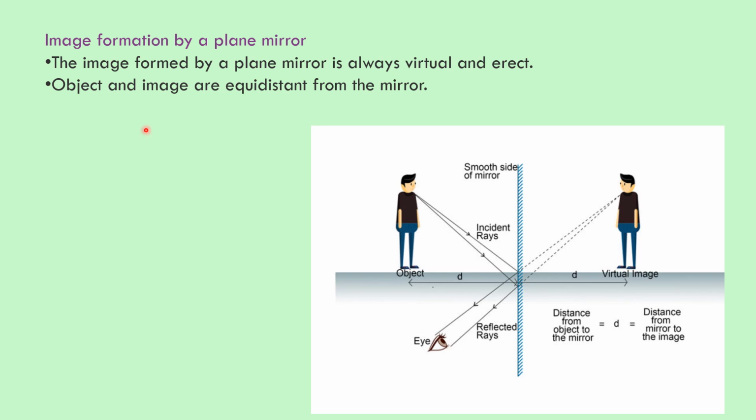Image formed by a plane mirror. The image formed by a plane mirror is always virtual and erect. Whatever image you get from a plane mirror is always virtual and also erect. The object and image are equidistant from the mirror. The distance between the mirror and the object is equal to the distance between the image and the mirror. These are the two important points regarding the plane mirror.